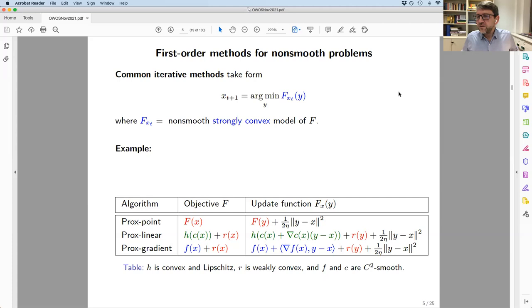I just noticed before a microphone which was unmuted. Okay, this kind of disappeared, the unmuted microphone.